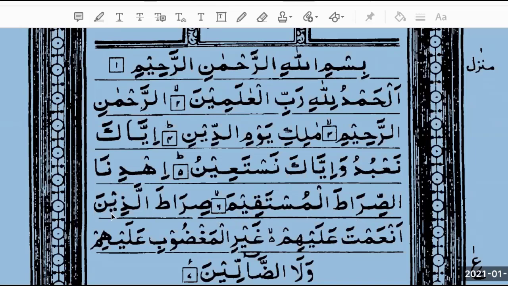Siratal ladzina an'amta alayhim ghairil maghdubi alayhim waladdallin. Jazakumullah. You read dal separate and lam separate. When you prolong this dal, then you need to put stress on the lam, joining the dal with the lam. Again, please. Waladdallin. No. Prolong this for 5 seconds. This one first, dal, and then join with lam. Waladdallin. MashaAllah. Jazakumullah.